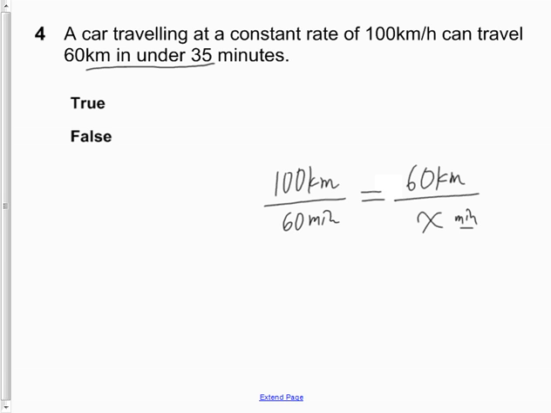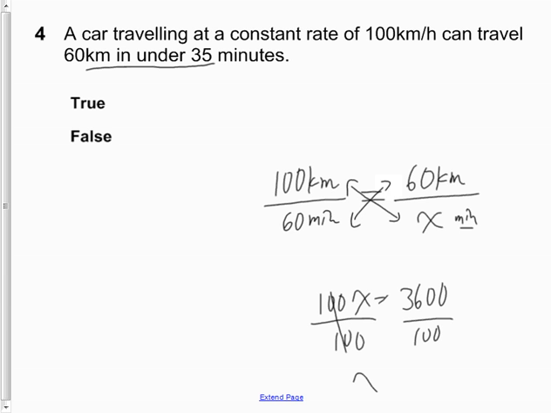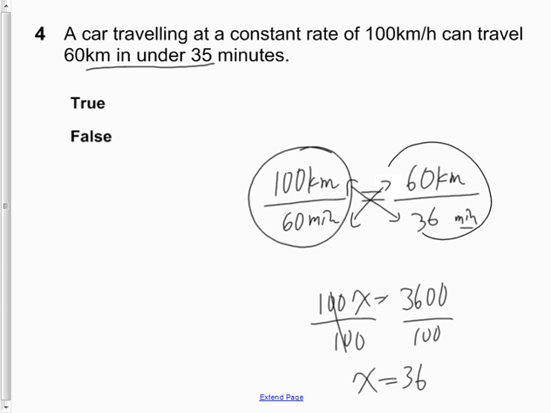So if I create my algebraic equation, I'd have 100x equals the product of these two, which is 3,600. Divide both sides by 100, and I have x equals 36. So I'm going to put 36 here. Okay? And then I'm going to re-examine what it actually means. So if it goes 100 kilometers in 60 minutes, then proportionally speaking, it should travel 60 kilometers in 36 minutes.